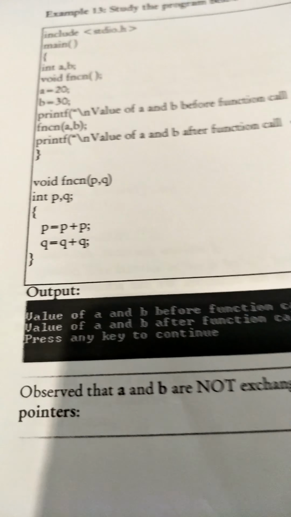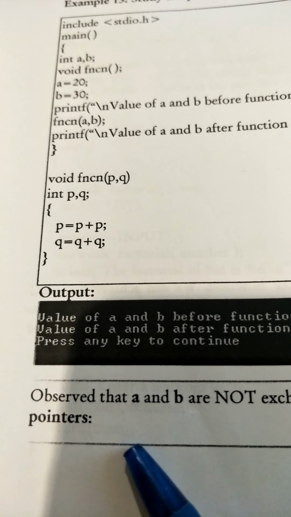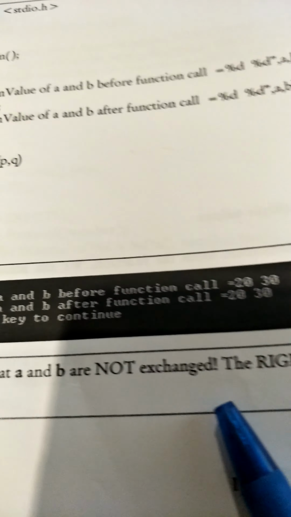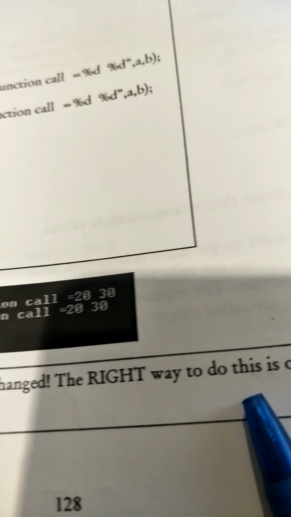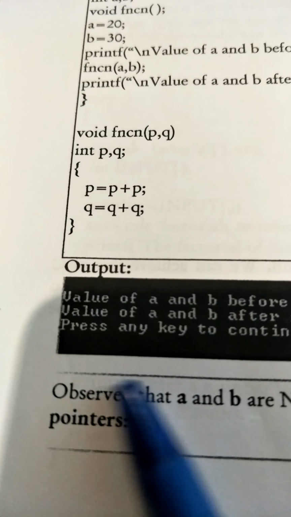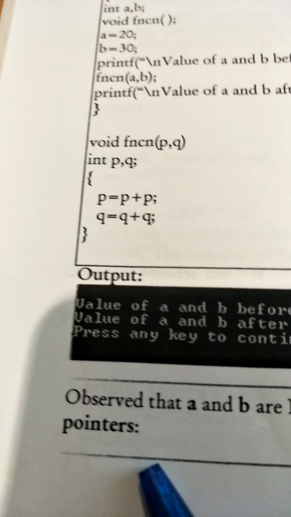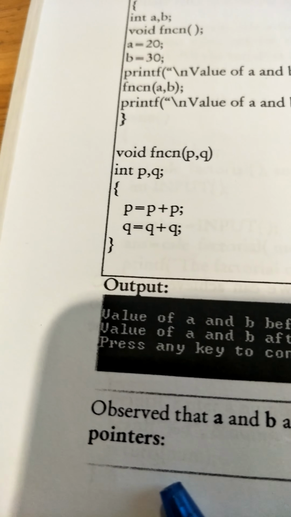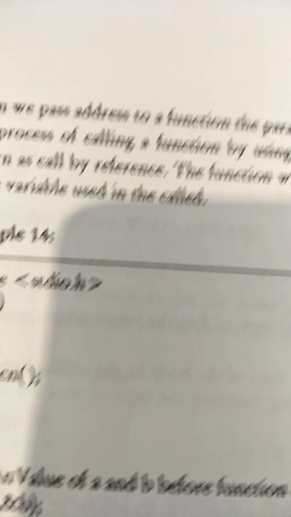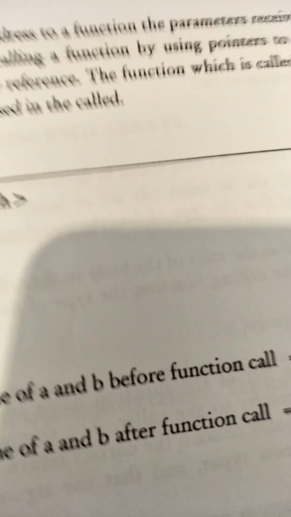Okay, there is a note down there. Observe that a and b are not exchanged. The right way to do this is, of course, to use pointers. This is what I mentioned earlier, pointers. Okay, so let me finish this video with one last example, just to make sure that one is correct.